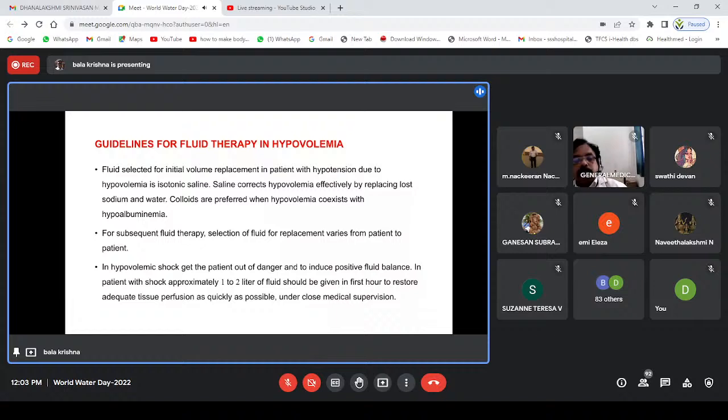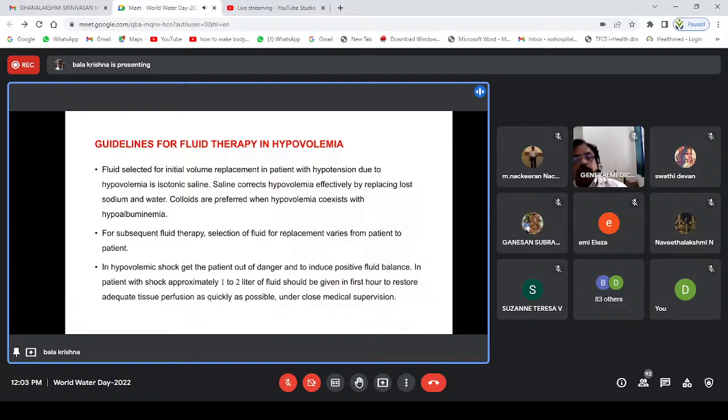In hypovolemic shock, a fluid bolus of 1 to 2 liters will be given within the first hour to restore the patient with adequate tissue perfusion. Dehydration causes intracellular dehydration, which results in a shift to intracellular acidosis and cellular damage, and the cellular membrane integrity is also lost, which results in further worsening of the patient.